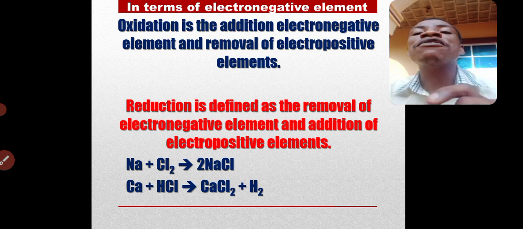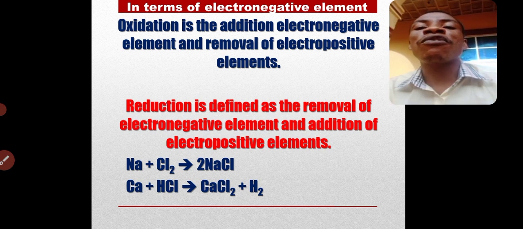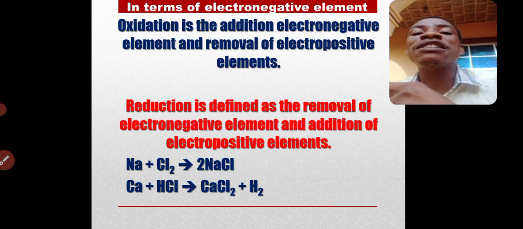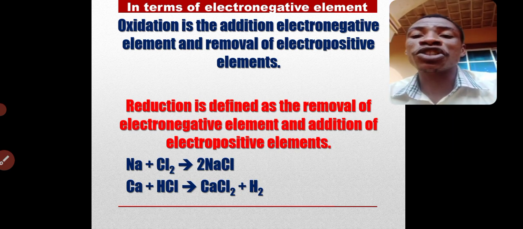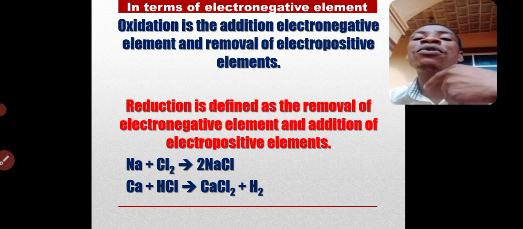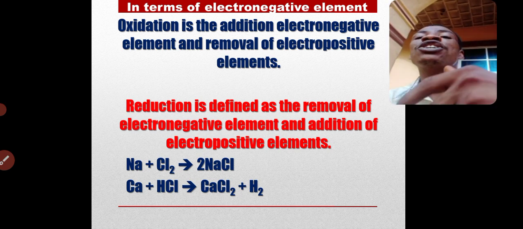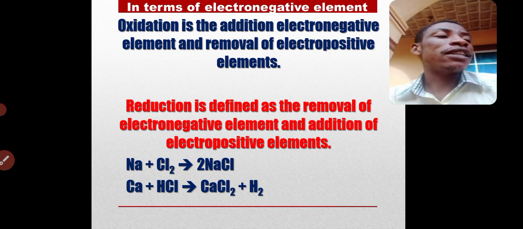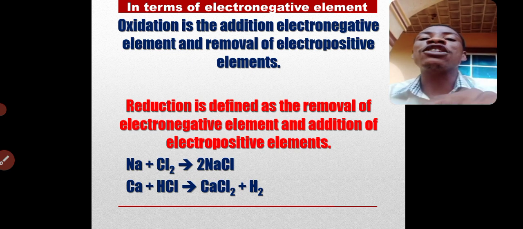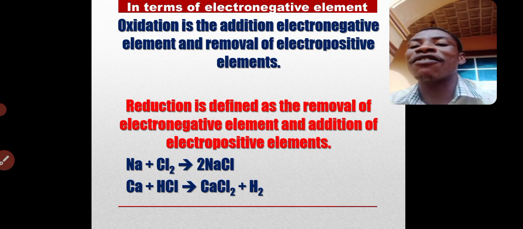How do you define redox reaction in terms of electronegative elements? Addition of electronegative elements is oxidation, and removal of electronegative elements is reduction. I can also define it in terms of electropositive elements. The opposite of electronegative is electropositive. So if oxidation is addition of electronegative, then it will be a removal of electropositive element, and vice versa.